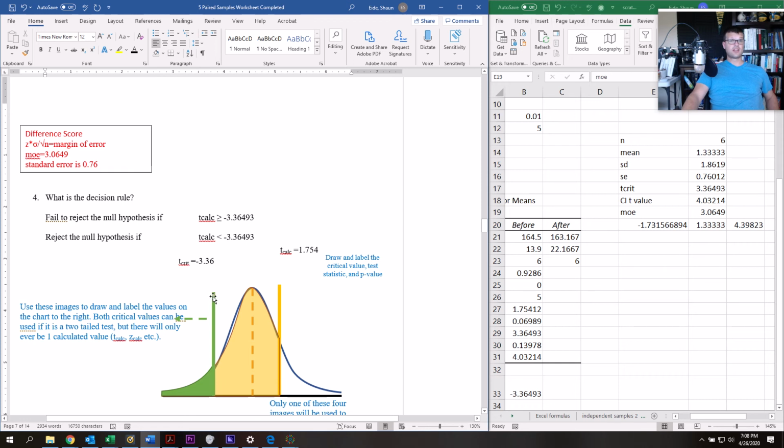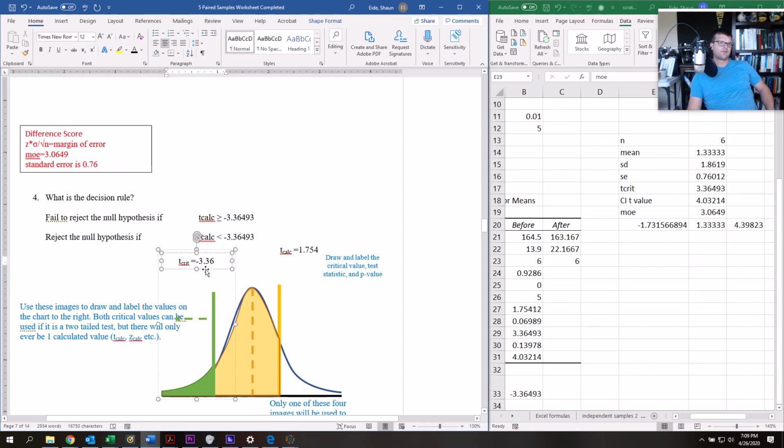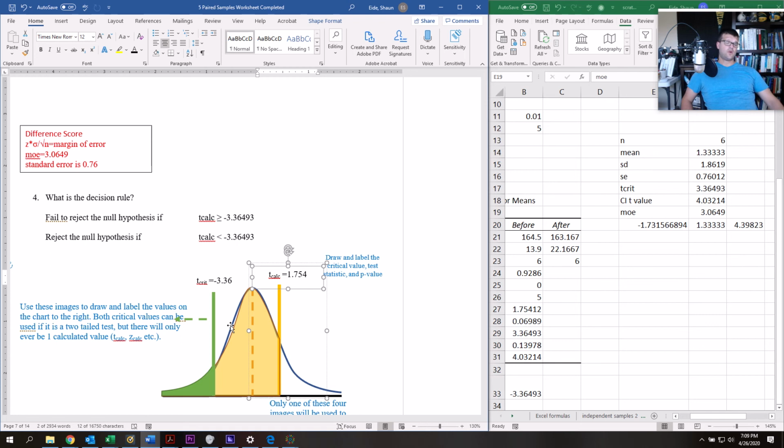However, if our t-calculated is anywhere to the left-hand side of this t-critical value, then we are going to reject the null hypothesis. Our t-calculated value is actually 1.754, while our t-critical value is negative 3.36. And this is not something that we've ever actually seen before. This is kind of unique, where we expected the blood pressure to go down, but actually the blood pressure went up, which is the exact opposite of what we expected.